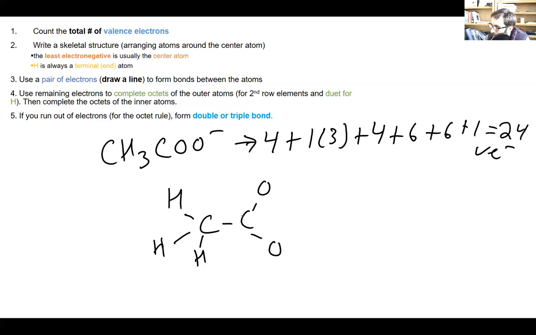And total number of valence electrons we have is what? 2, 4, 6, 8, 10, 12. We have 12 counted for, and we have 24 total. So we're going to have to add 12 more. Well, I want to fix this carbon first.